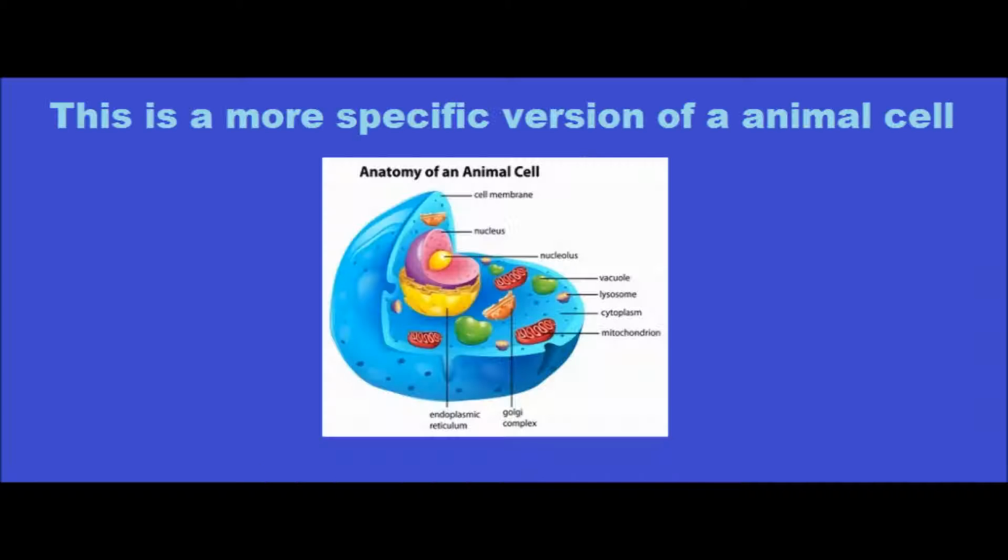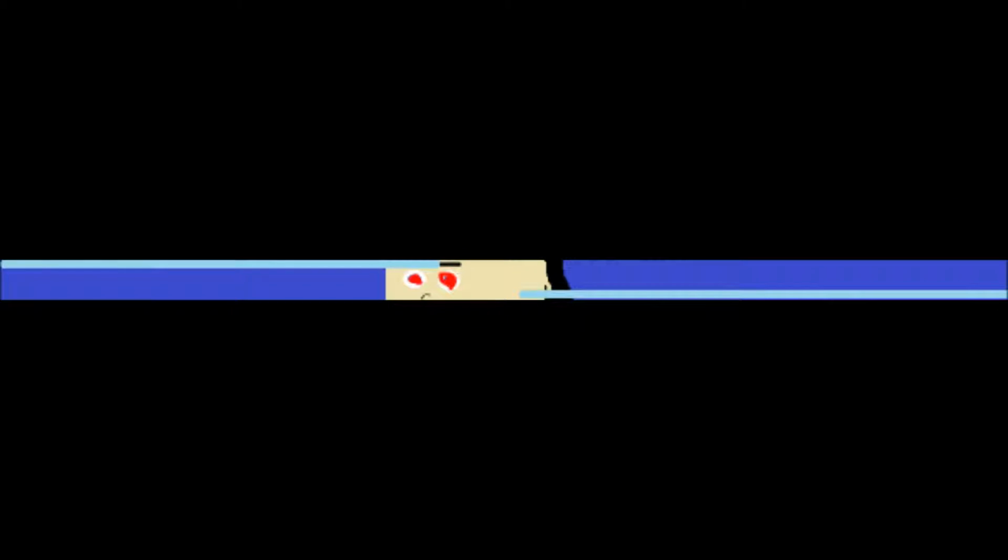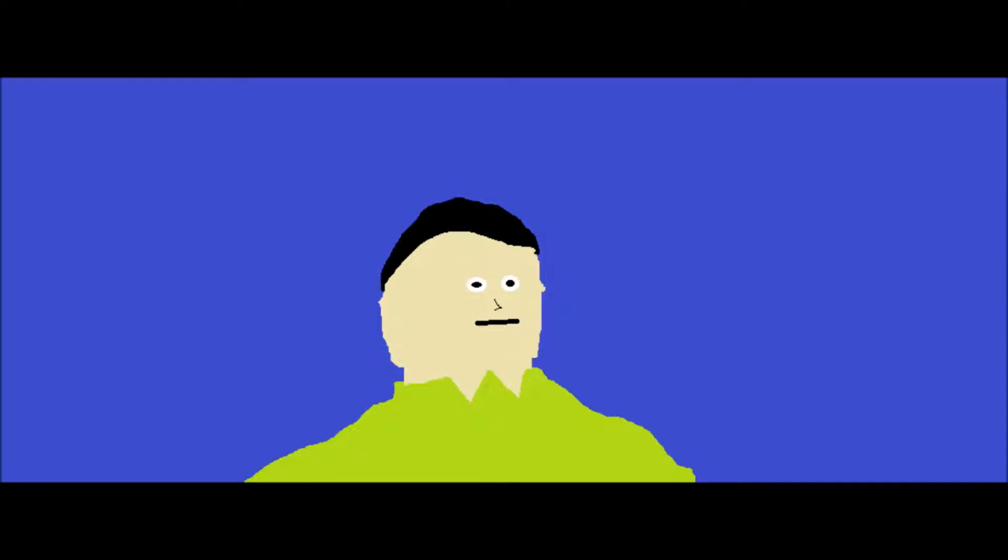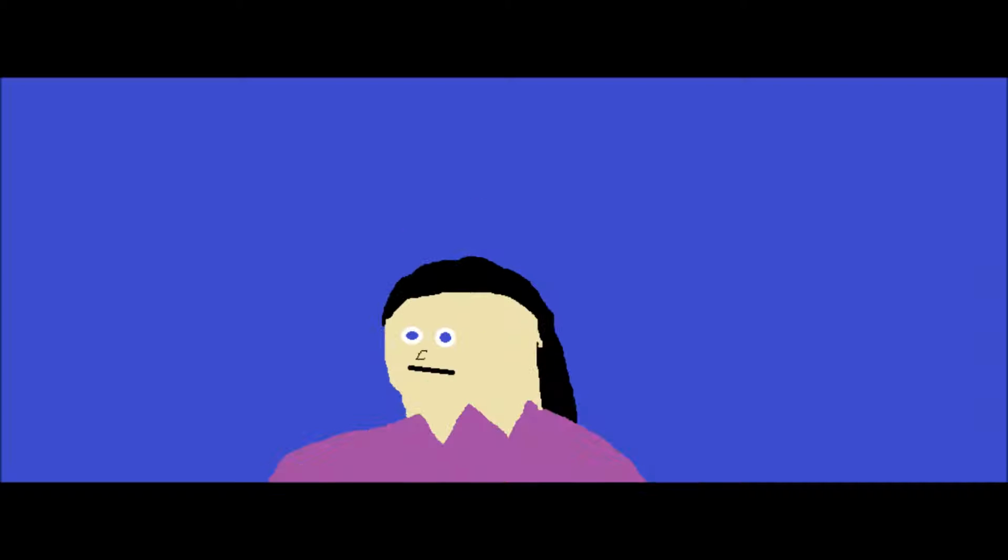Darn you, savage. This is a more specific version of an animal cell. If you don't get back to work, you will pay for it. Oh my goodness, GTG, got to go. Oh, you better. I know about those taxes of yours, real iffy. Okay, now where were we?